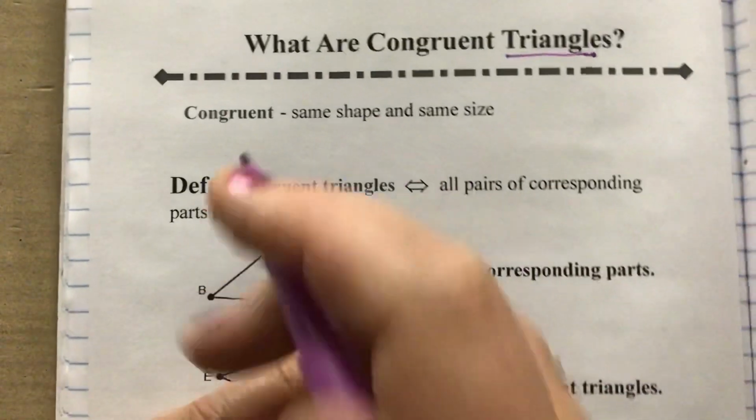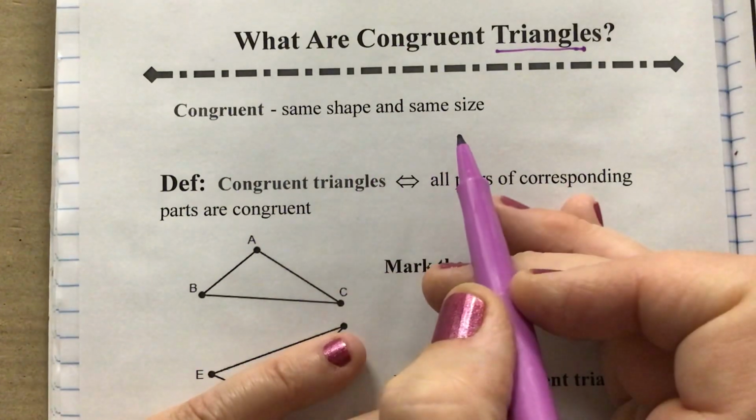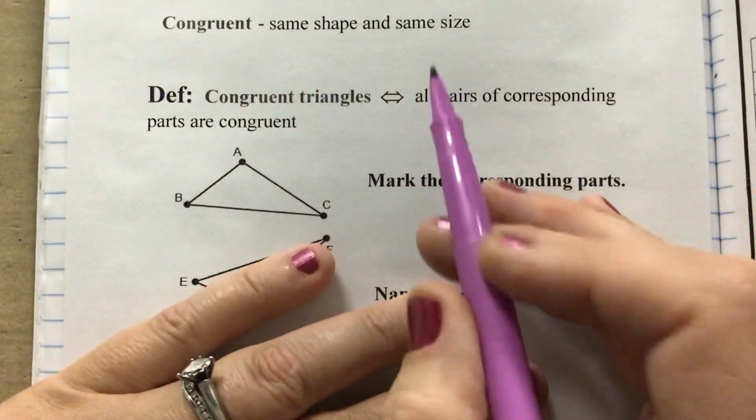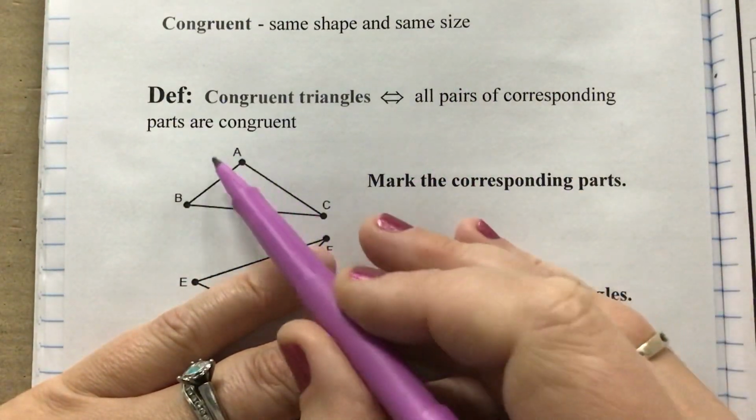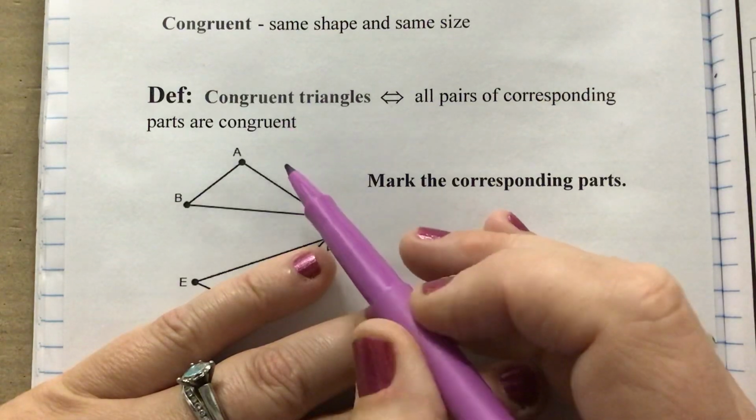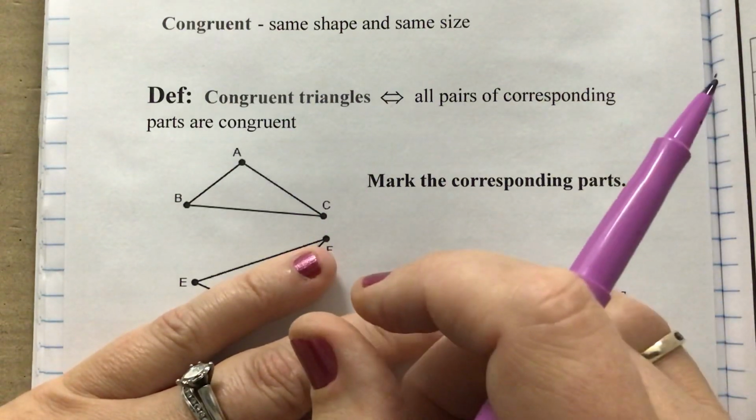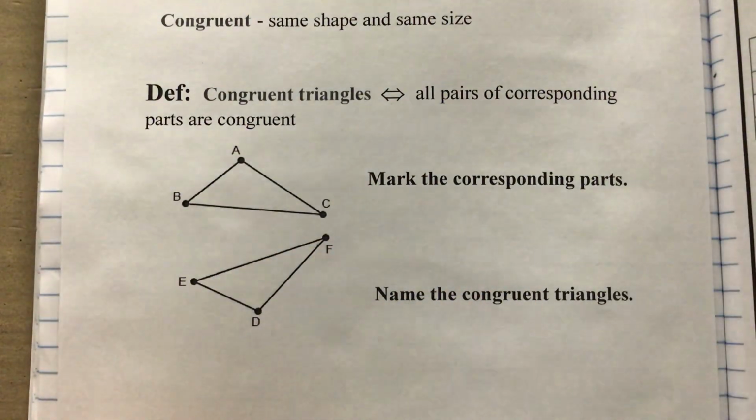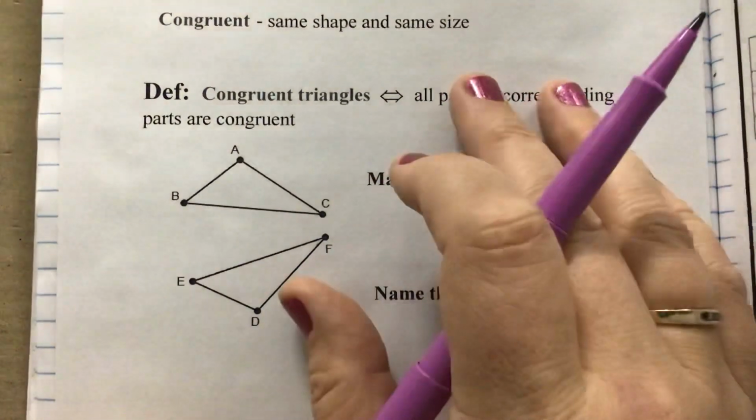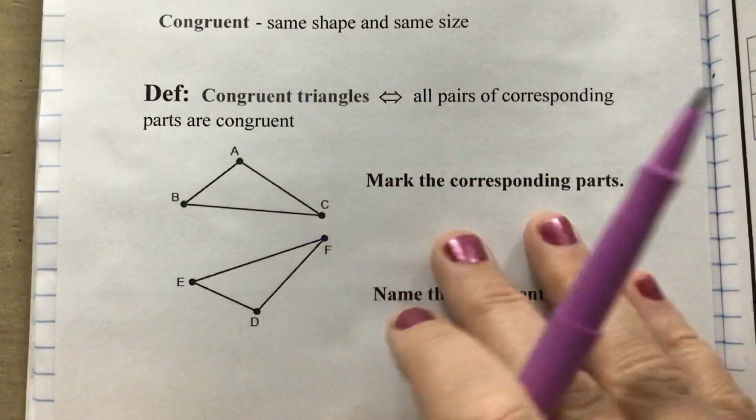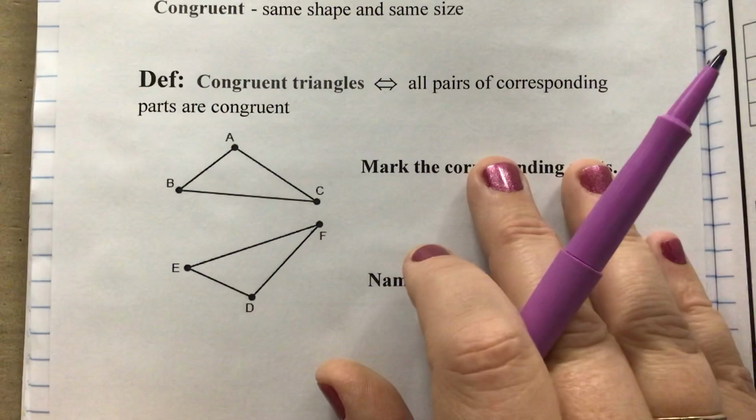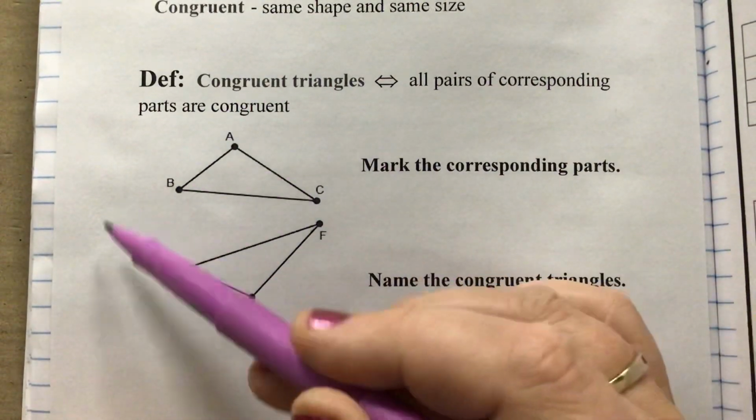So congruent, remember, means they have the same size and the same shape. If you have triangles that are congruent, that means that all pairs of corresponding parts are congruent. What do I mean by parts? Sides and angles, right? Okay, so if it says to mark the corresponding parts, what's an angle from the top triangle?